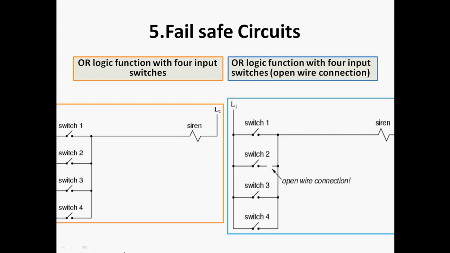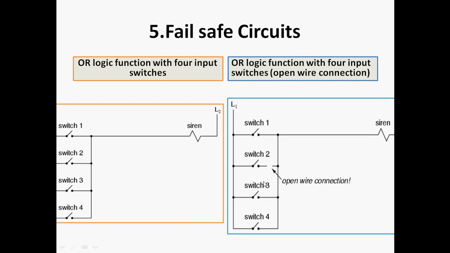So the next circuit we are using is for fail-safe circuits. So OR logic functions with four switches. Here we are using four switches and the siren is on. That is, one output is there and we are using four switches. So any of the four switches we can use. If it fails, what will happen? So this is open wire connections.